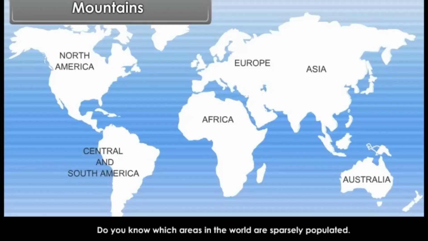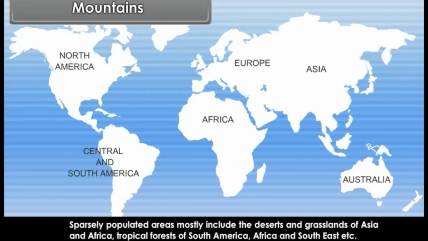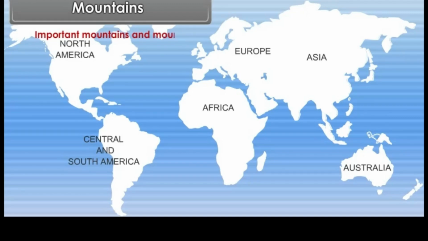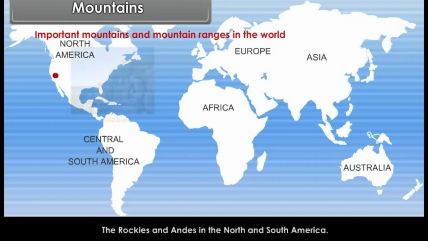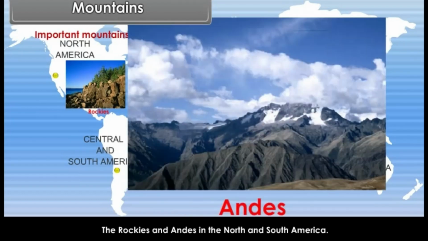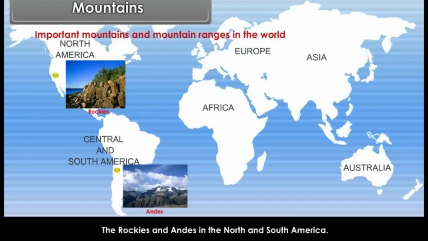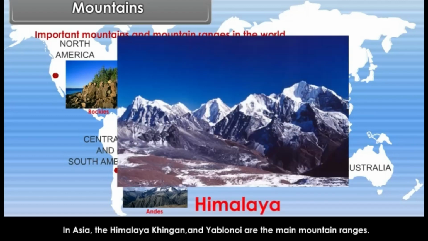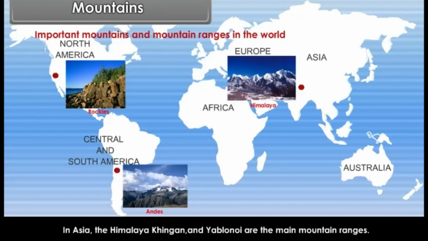Do you know which areas in the world are sparsely populated? Sparsely populated areas mostly include the deserts and grasslands of Asia and Africa, tropical forests of South America, Africa and Southeast Asia, etc. Some of the important mountains and mountain ranges in the world: the Rockies and Andes in North and South America. In Asia, the Himalaya, Khingan and Yablonoi are the main mountain ranges.